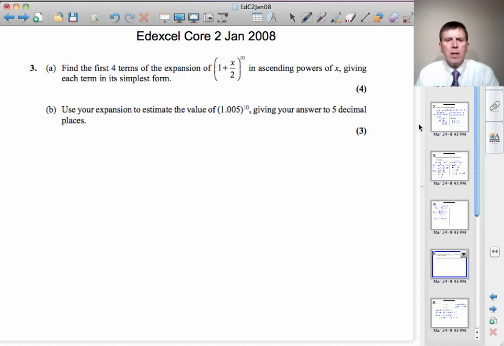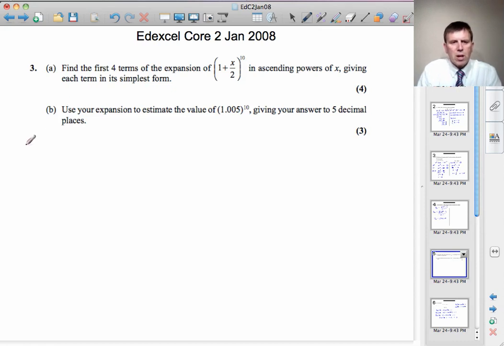Question 3. Find the first 4 terms in the expansion of (1 + x/2)^10 in ascending powers of x, giving each term in its simplest form. So here we're using a binomial expansion: 1 plus something to the power 10.